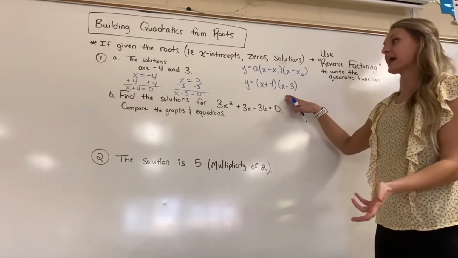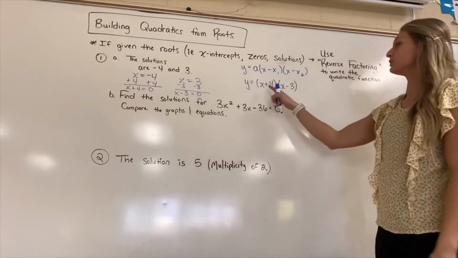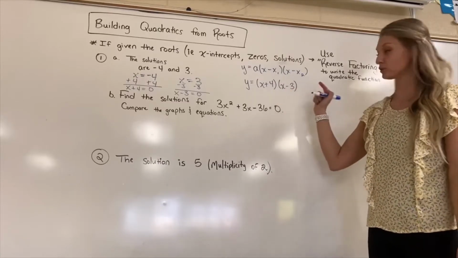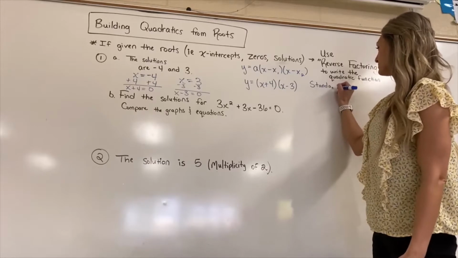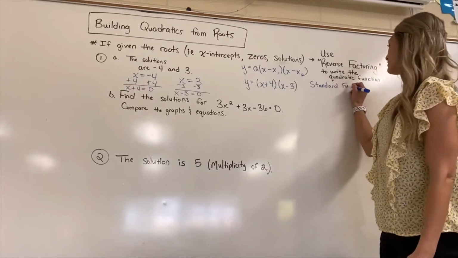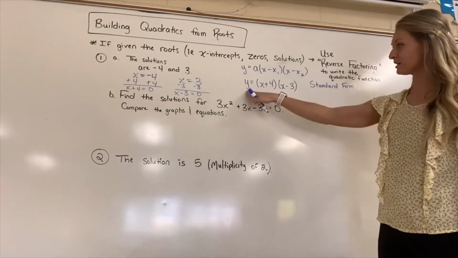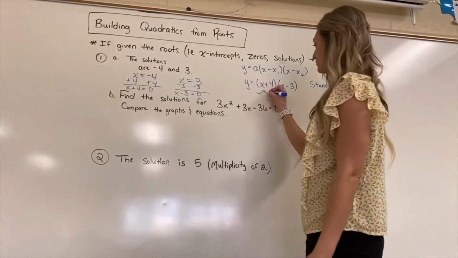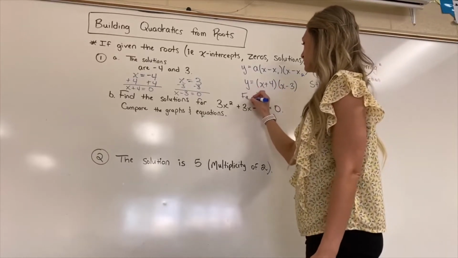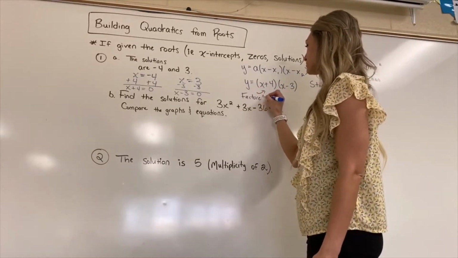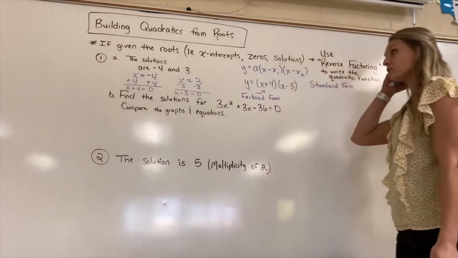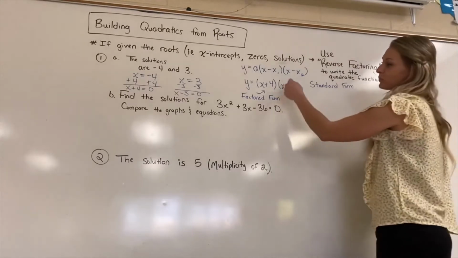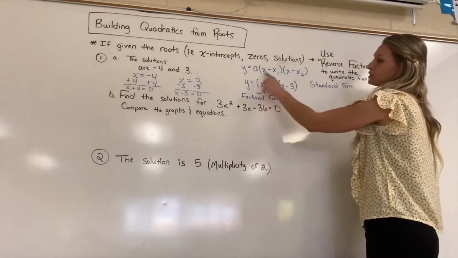Now, if they ask you to put it in standard form, then you have to take that and multiply it out. So if they ask you to put it in standard form, then all you do is just multiply it out. So I'll show you how to do that. So again, this is the factored form. So if they want you to leave it in that form, you're pretty much already done. But if they want you to put it in standard form, then just like what we did the other day, you have to double distribute.